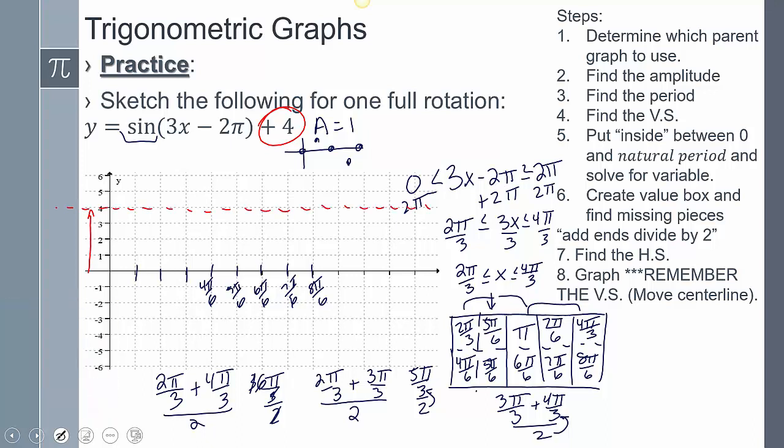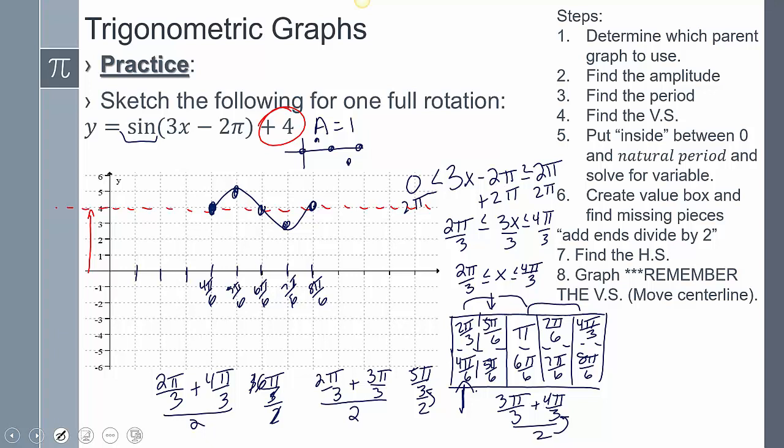And so now I can go ahead and graph my pattern. So it starts at the center line. There's my first value at 4 pi over 6, which I found here. And then 5 pi over 6, 6 pi over 6, 7 pi over 6, 8 pi over 6. And so there is one rotation, or one cycle.